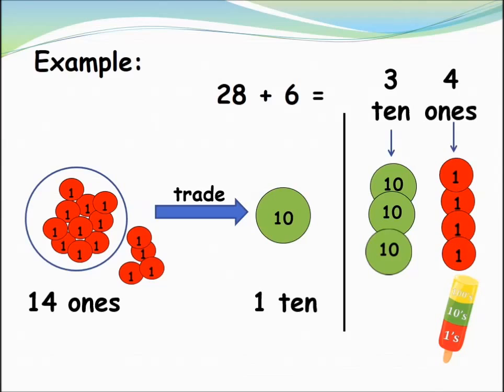We can't show 14 ones as the answer, so we have to trade 10 of those ones into one tens disc. In our previous example, that was the carry, when we carried the 1. Here we're actually seeing that we're trading 10 ones for one 10 disc. Once we add them all together, we now have 4 ones and 3 tens, which gives us the answer 34.